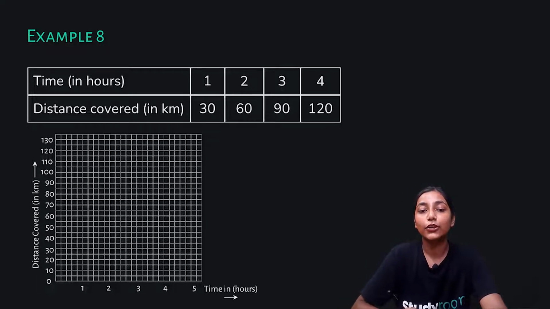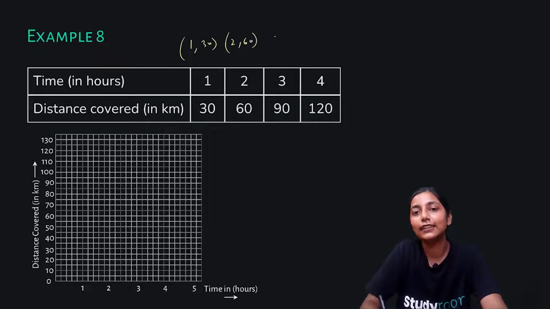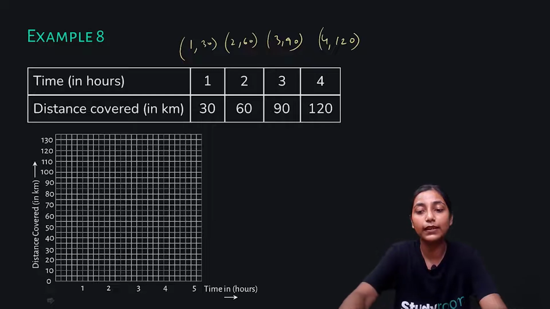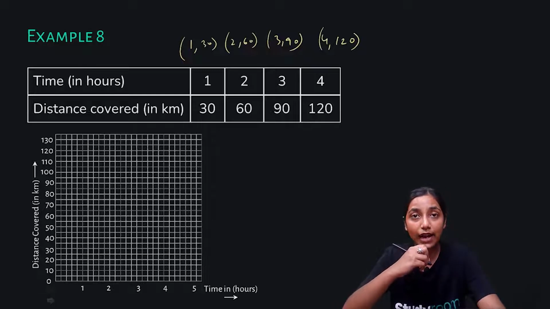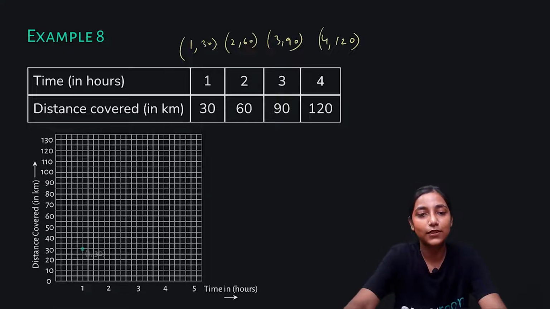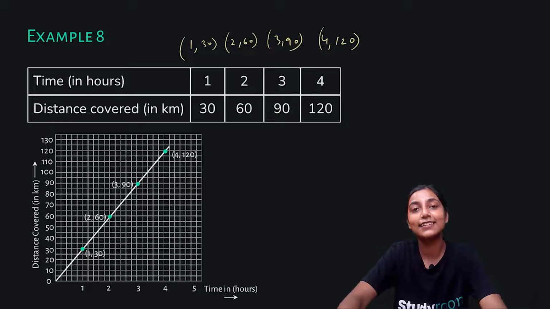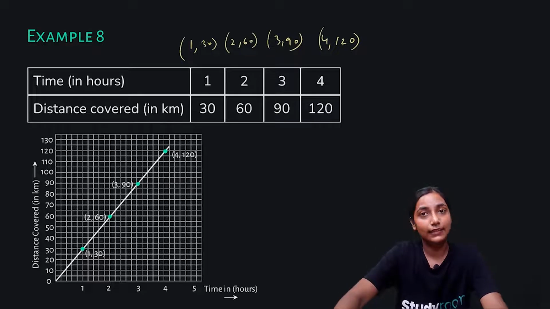Using this data, you are asked to plot this time distance graph. The coordinates you have to plot for making this graph will be 1, 30, 2, 60, 3, 90, and at last your coordinate is 4, 120. So when you plot all these coordinates on a graph sheet, you will get the graph by joining all these points. So let's see, your 1, 30 will be here, 2, 60 here, 3, 90 here, and at last 4, 120 here. Join all these points with the origin together, you get this line, and this is your linear graph. So this graph has been made.